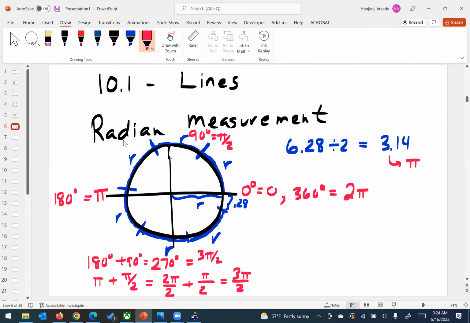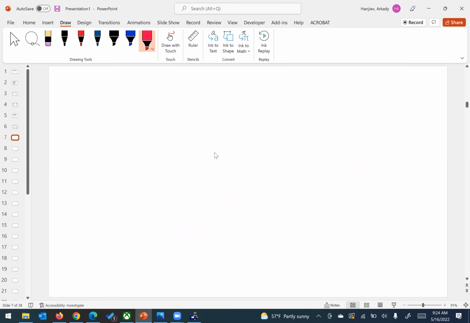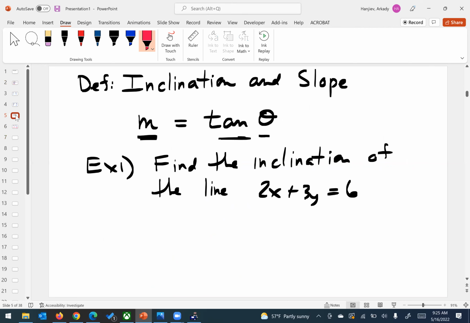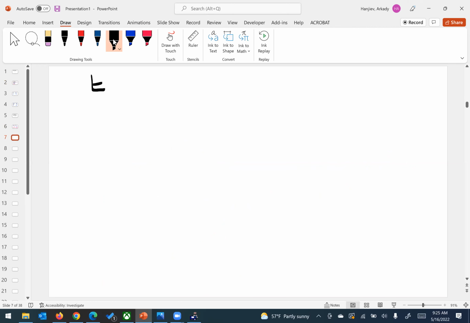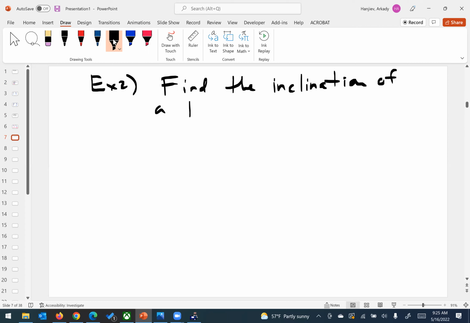Let's go over here, and then let's change it up. That's how much time we have. Let's do an easy one here. Example 1, example 2. Find the inclination of the line.